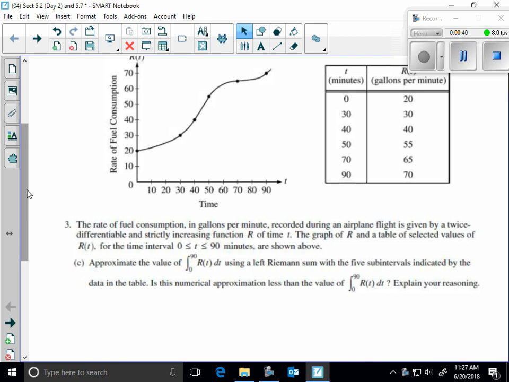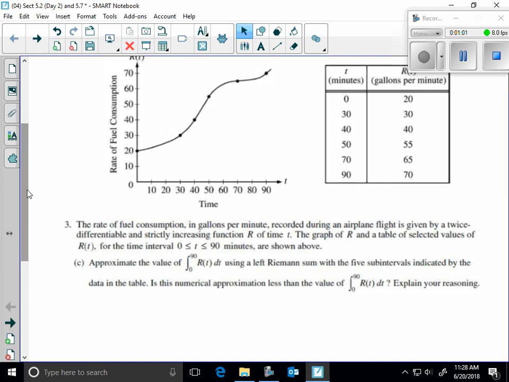The graph of R and the table of the selected values of R of t for the time interval from 0 to 90 are shown above. So R of t, right, is gallons per minute, or our rate. And this is the graph of R of t.